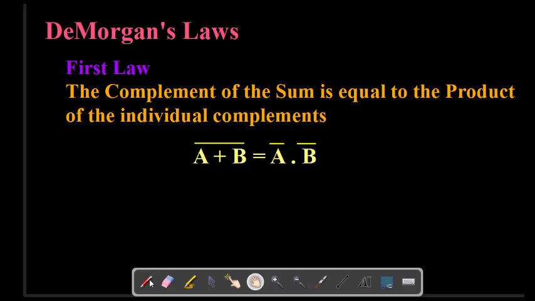Now next is DeMorgan's laws. There are two laws, first law and second law. The first law says that the complement of the sum is equal to the product of the individual complements. So (A or B) the whole bar is equal to A bar and B bar. So we can replace this one by this, both are equivalent. So this is the first law.